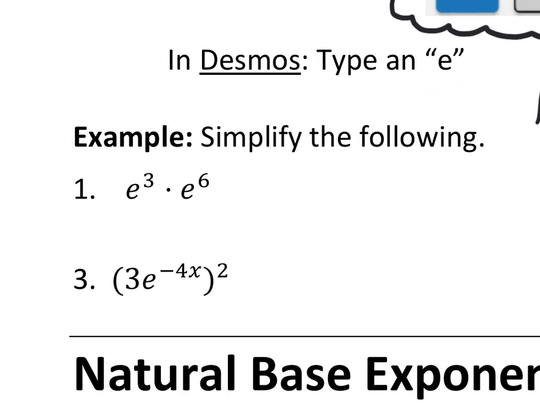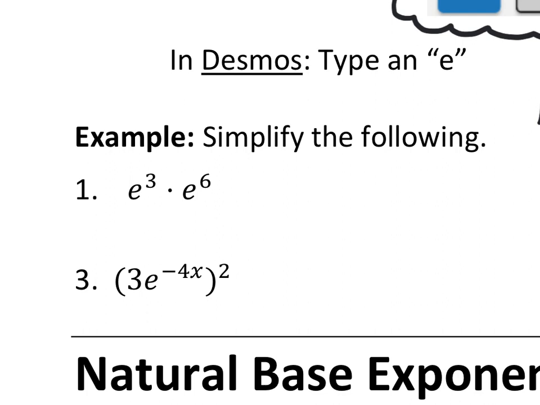In this first problem, e is just a number. So this is going to be e to what power? Remember, we are multiplying here, so what does that mean we do with the exponents? Add them. So this is going to be e to what power? The 9, 3 plus 6.